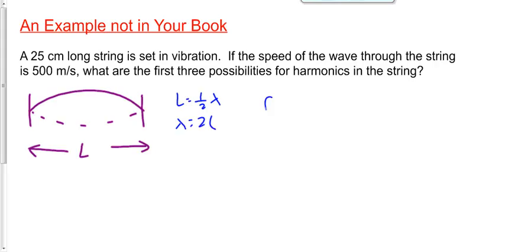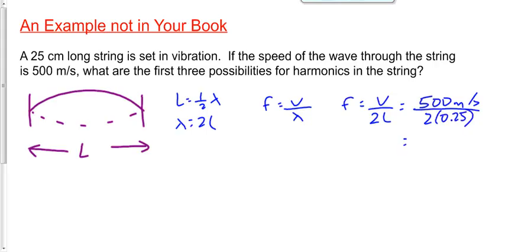We're going to say f is equal to v over lambda, which says that if we do a substitution there, v over 2 times L. So the frequency of the first harmonic would be v over 2L. Let's find the value of that now. The speed of the wave is 500 meters per second. The length of the string is 25 centimeters. We're going to convert that to meters, so it's 2 times 0.25 meters. 500 meters per second divided by 0.5 gives me 1,000 hertz, which we should actually round to 1.0 times 10 to the 3 hertz.